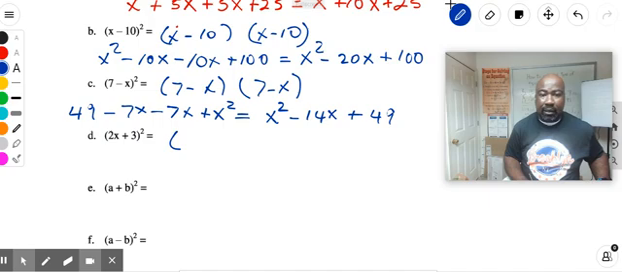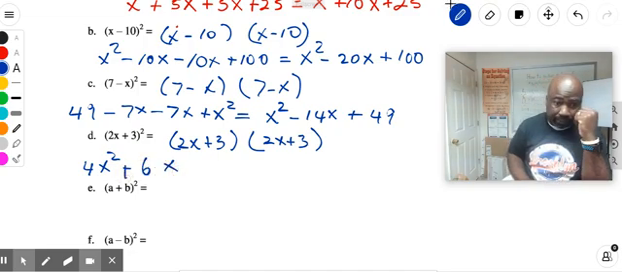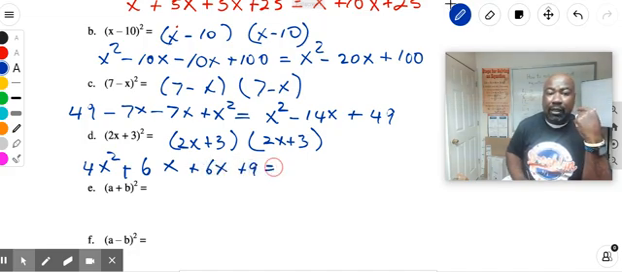Now we continue to go through it. We put parentheses just like this. We have 2x plus 3, 2x plus 3 right here. And then we'll factor it out doing the FOIL, which will become 4x squared, and then we have positive 6x, and we have another positive 6x, and then we'll just have positive 9. Combine like terms.